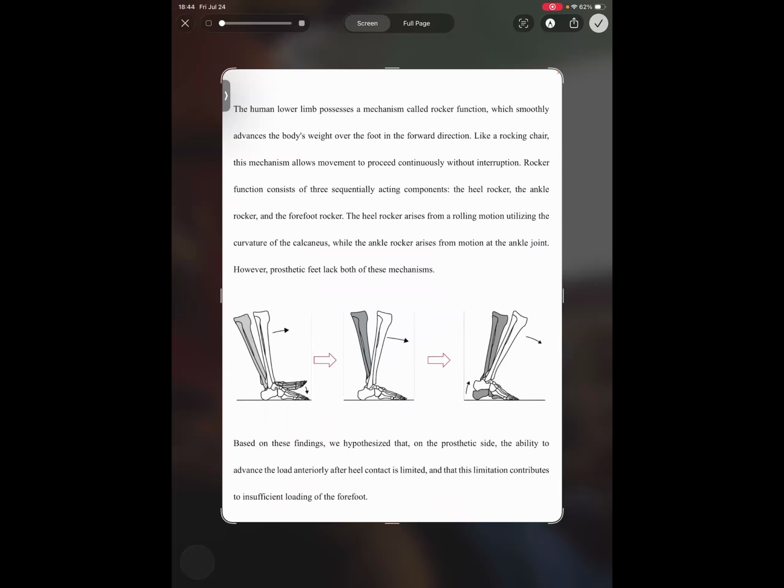Otherwise, everything else is okay, and this one is okay. But I worry about these. They could be depicted a little more accurately. I don't think you need these extra lines, but if you paid more attention to the center of rotation in the three phases of the rocker function.